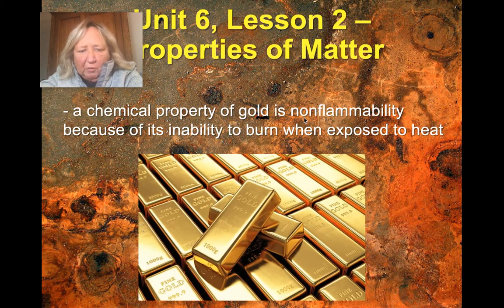Okay, gold. Gold is very valuable. A chemical property of gold is that it doesn't burn. Okay, it has an inability to burn when exposed to heat. So that means that's its chemical property. It doesn't burn. So that is kind of a unique situation for the chemical properties.